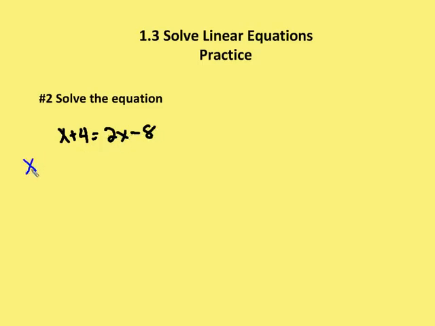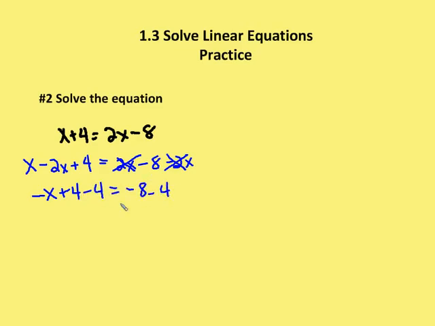So I end up with x minus 2x plus 4 is equal to 2x minus 8 minus 2x. So 2x minus 2x reduces to 0. I'm left with negative 8. x minus 2x is equal to negative x. Now I'm going to subtract 4 from both sides. And I end up with minus x is equal to minus 12, or x is equal to 12.